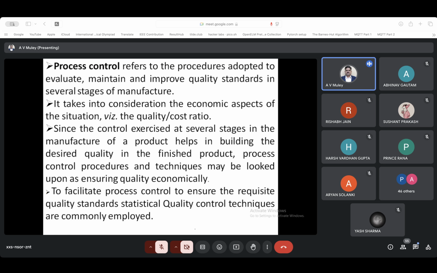So if you have to do some production, naturally you have to focus, for example, at the several stages, because that results in a good quality product at, for example, the minimum cost you can sell. To facilitate process control to ensure the requisite quality standards, statistical quality control techniques are commonly employed. So naturally, for that purpose, there is a process called statistical quality control. So this unit talks about the quality and the statistical quality control techniques.